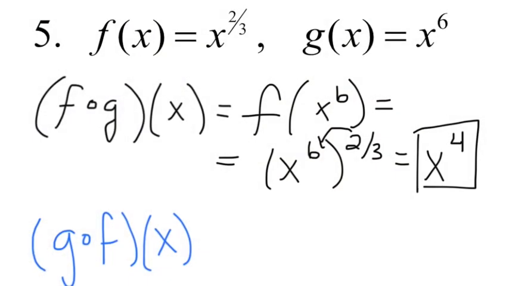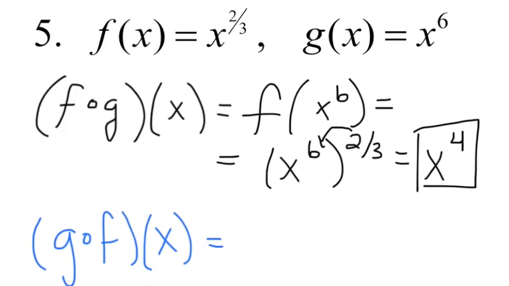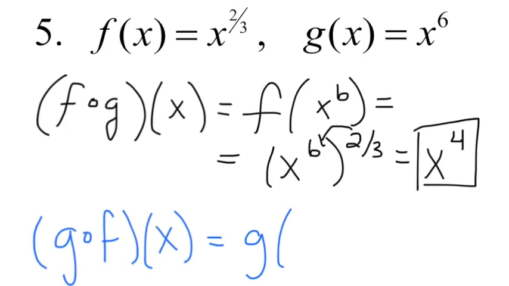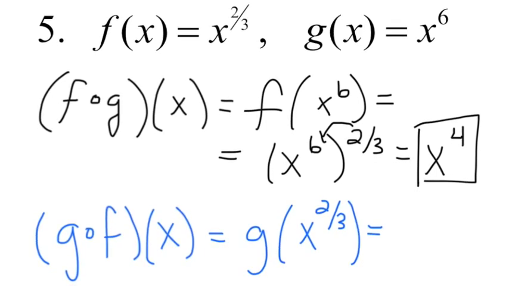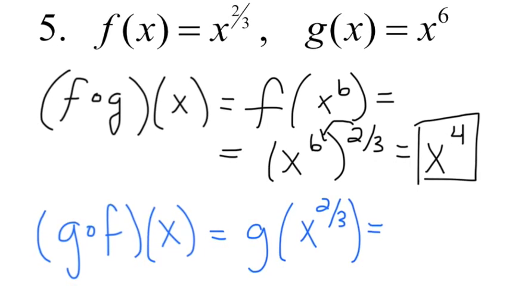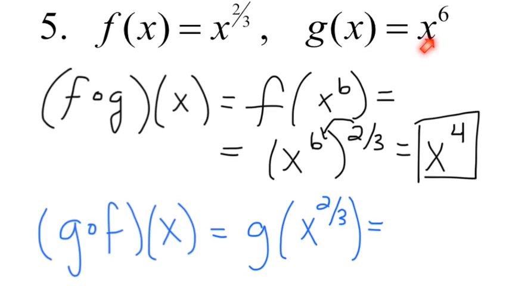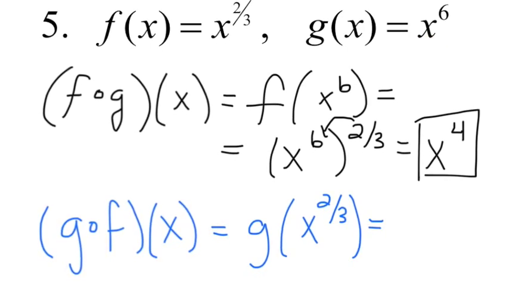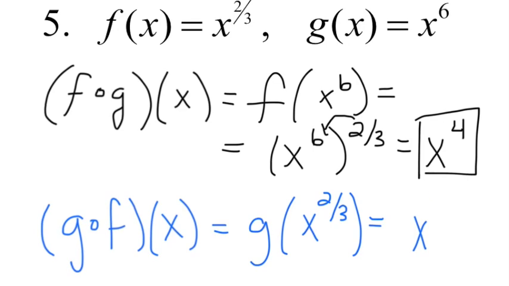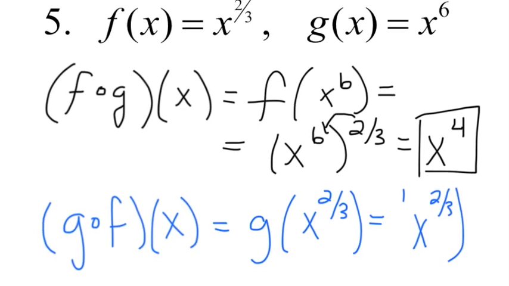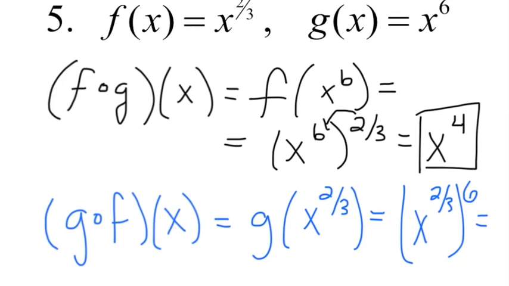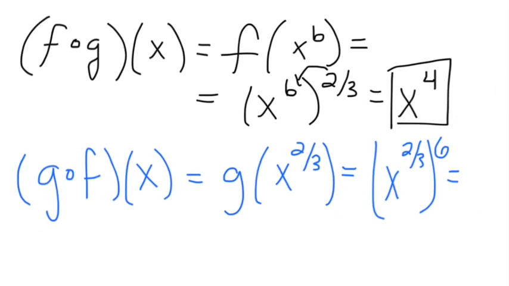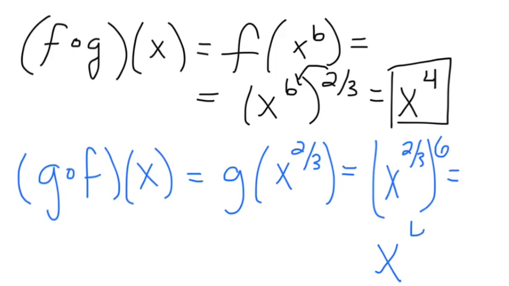For g of f of x, it's going to look like g of x to the 2/3. When we plug in x to the 2/3 for the g of x function, it's going to look like x to the 2/3 all raised to the 6th. And again, same rules apply, and we're going to get x to the 4th power.